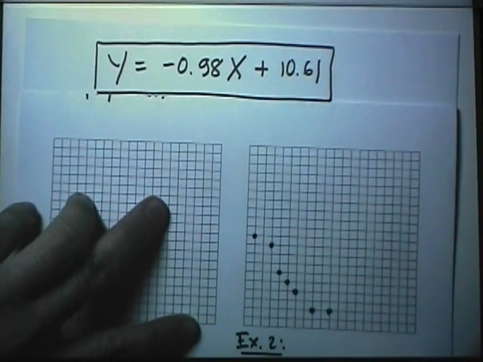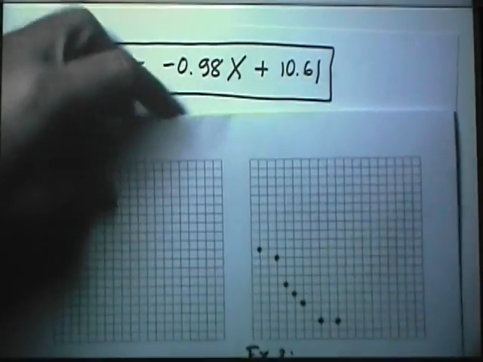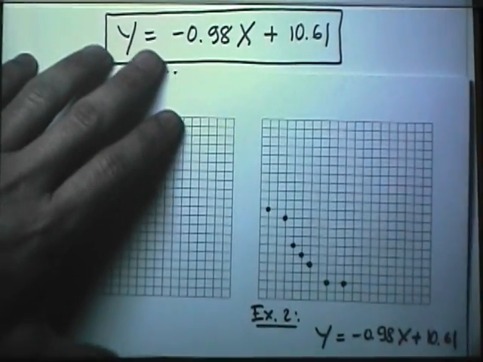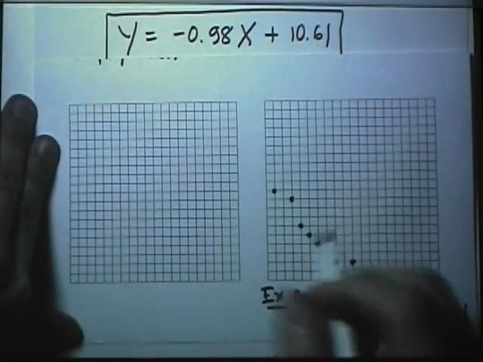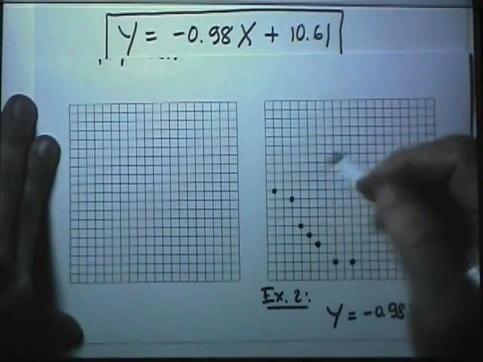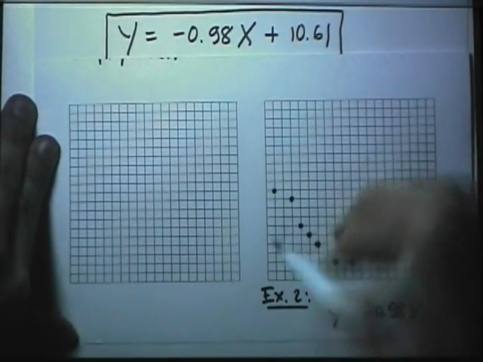Okay, the equation y equals minus 0.98x plus 10.61. So now, to graph a linear equation, all you do is you always start with the y-intercept. Now this time the y-intercept is 10.61. So on your y-axis, which is the straight vertical one right here, 10.61 will be about 2, 4, 6, 8, 10, and 10.61 is somewhere there.